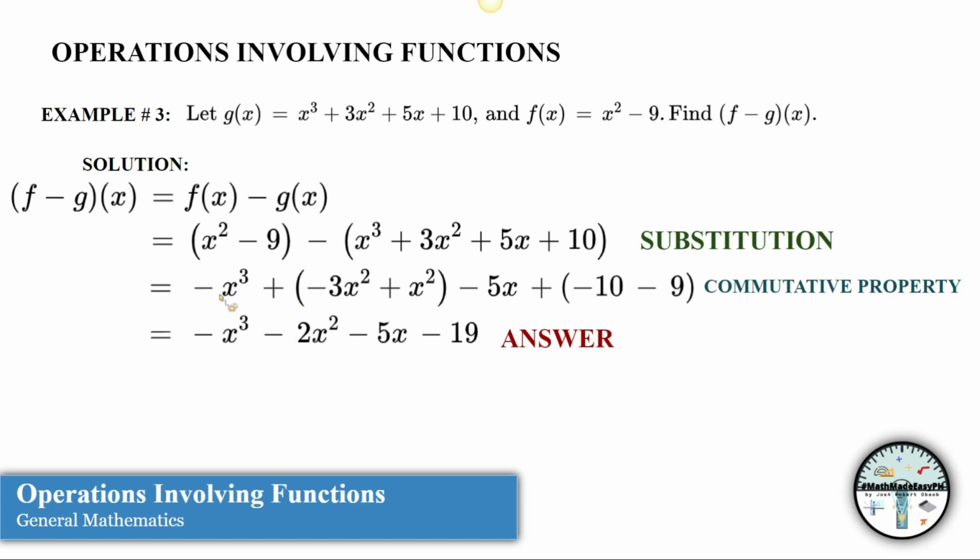Then after that, we just simplify it. So negative 3x squared plus x squared, that is equal to negative 2x squared. And i-remain mo lang si negative x cubed kasi wala siyang kapartner. And minus 5x plus negative 10 minus 9, that is equal to negative 19. So ang answer dito is negative x cubed minus 2x squared minus 5x minus 19. Okay, so let's proceed to another example.